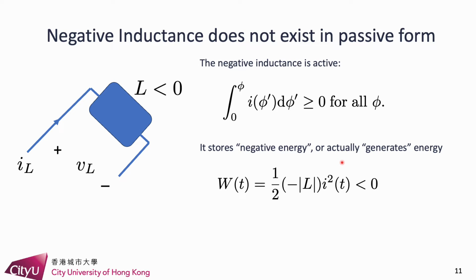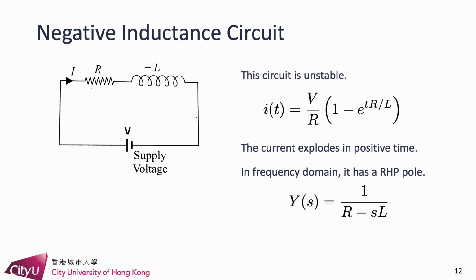Negative inductance does not exist in passive form because it is active, and it stores negative energy, or actually generates energy, as shown in this energy equation. It can be easily appreciated that circuits containing a negative inductance are not stable. For instance, here, if we impose a DC voltage, the current obviously will explode in positive time. And in the frequency domain, there is a right half plane pole.